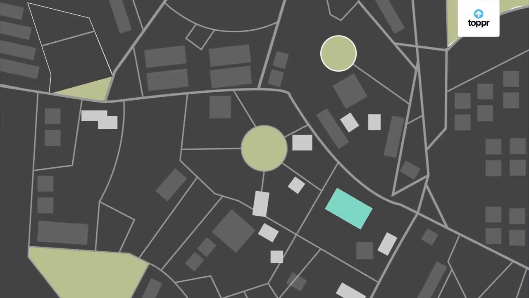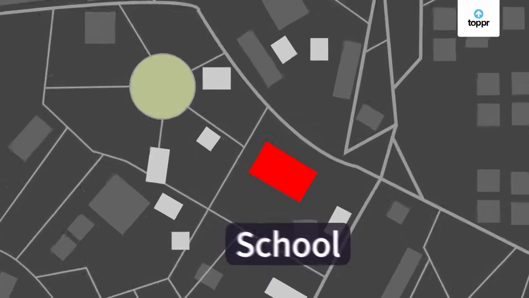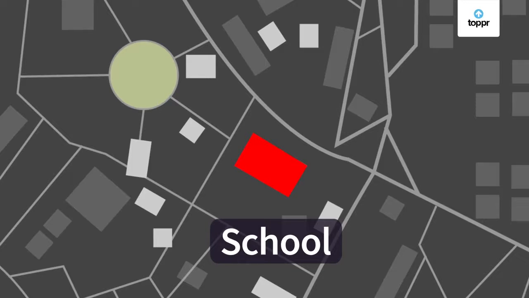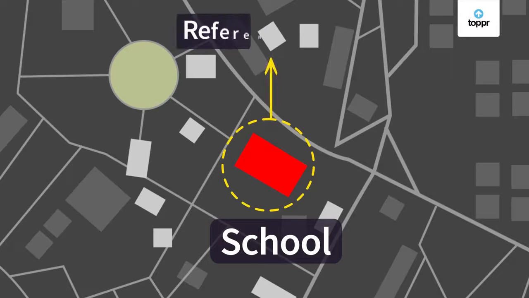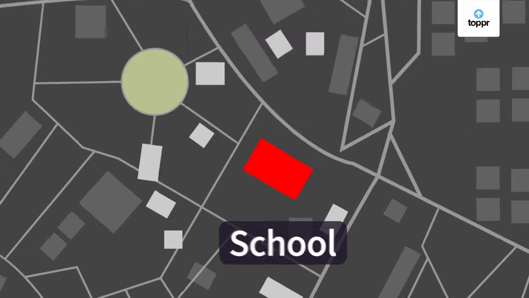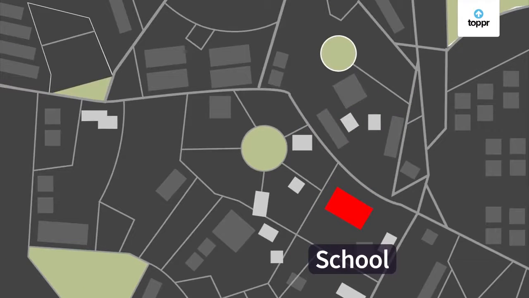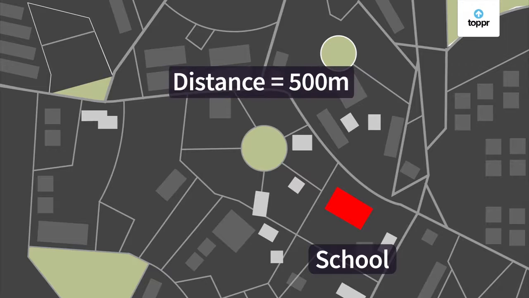So, you ask your friend for any landmark nearby, and he tells you it is close to your school. Good! Now you have an idea where his house might be. You have a reference point. But still, you don't know how close it is to the school. His house might be next to the school or 2 kilometers away. So, you further ask for the distance from the school. And your friend says that his house is 500 meters away from your school.